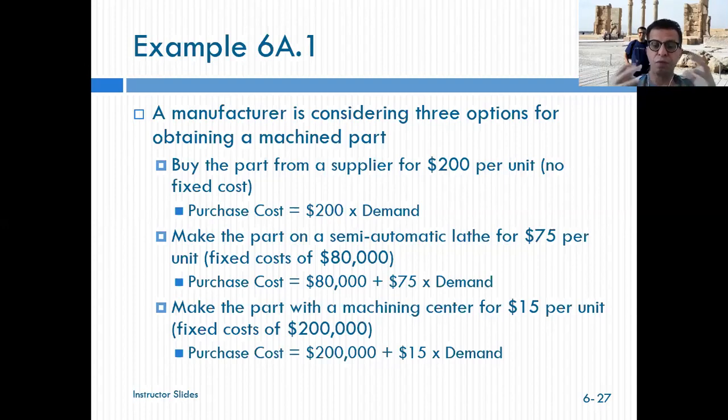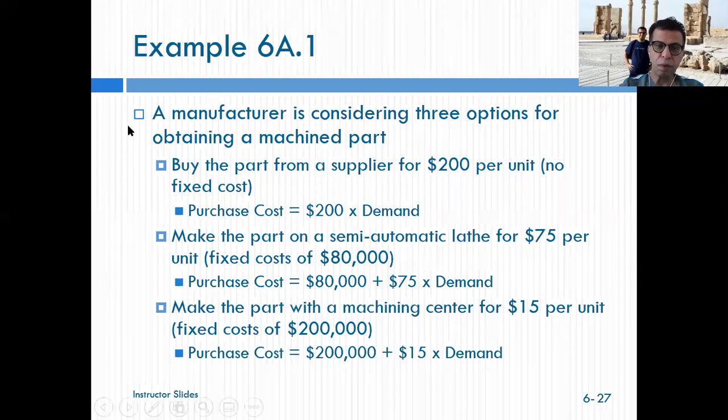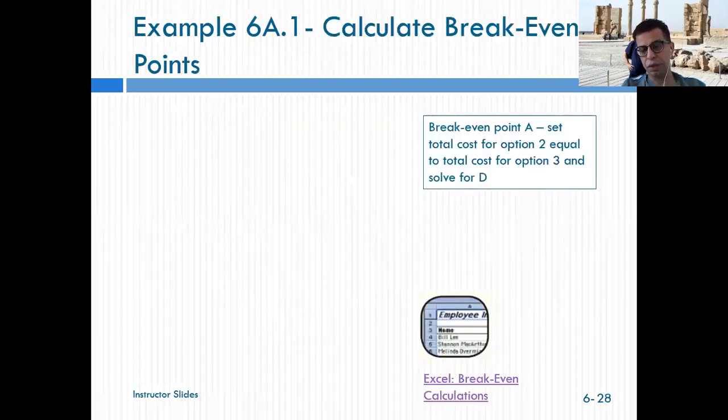Now, if you want to buy a full setup machine, which is going to cost you $200,000, and you're not going to use the supplier anymore, the full setup machine will cost you $200,000 as a fixed, initial cost, plus $15 for every unit you produce. So what you do here is basically you compare them. And there is an Excel sheet, but we're not going to look at the Excel sheet.